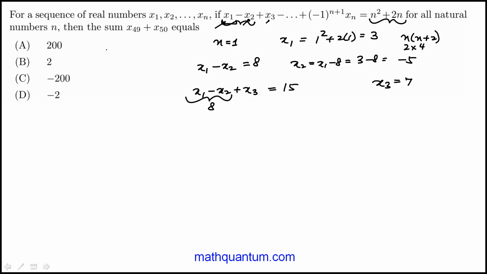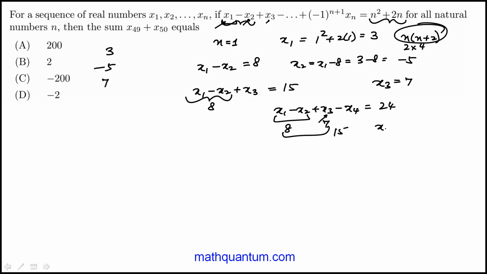So if we write out our terms, 3, minus 5, 7, and then it would be x1 minus x2 plus x3 minus x4, and then 4 times 6 is 24. That piece is 8, and x3 is 7, so that's 15. x4 is minus 9. So you'll start to see a pattern. These are off by 2, but the signs flip. So it will be 11, minus 13, so on and so forth.